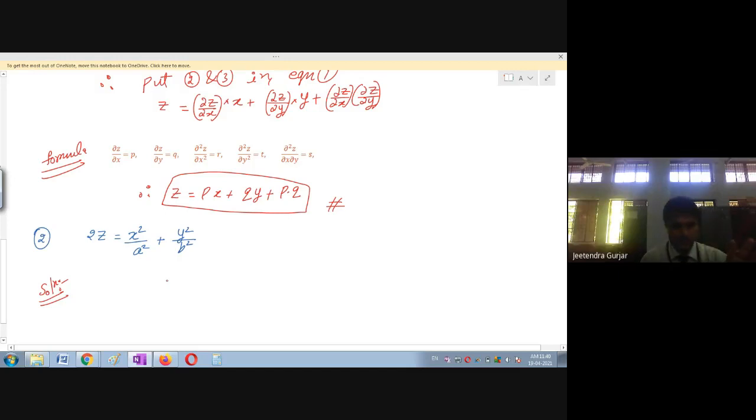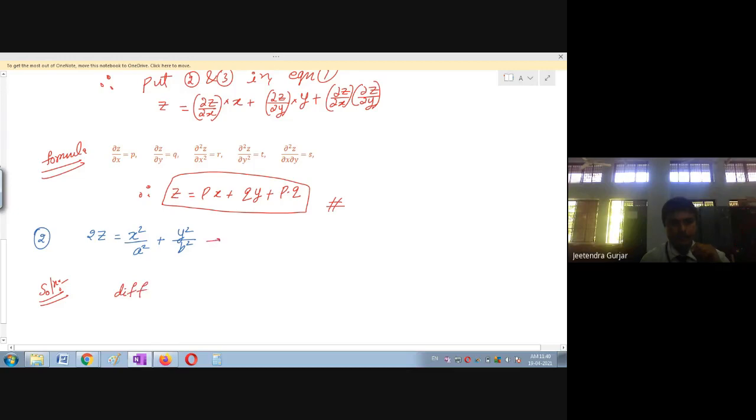Looking at the question, this is 2z is equal to x square upon a square plus y square upon b square. They have told us to form the PDE. How to form a PDE? What is a PDE? It says eliminate arbitrary constants or functions. Here first you have to identify what are the arbitrary constants. A and B are the arbitrary constants. So no need of writing. Just keep everything in your mind, students. So looking at that, we are going to differentiate this.